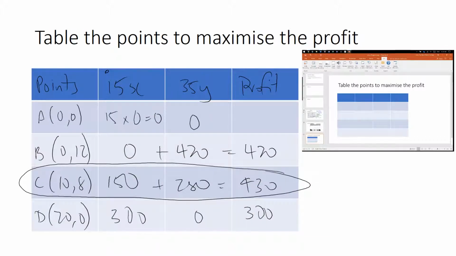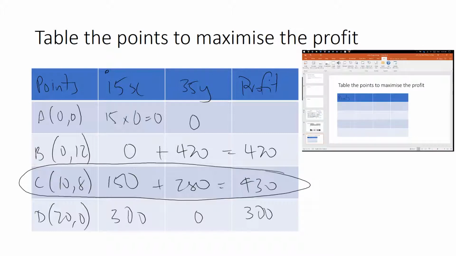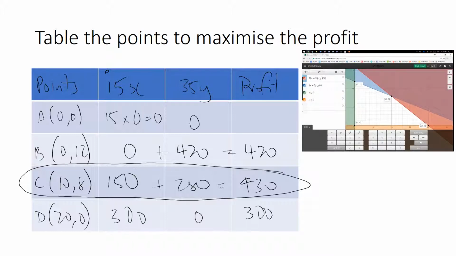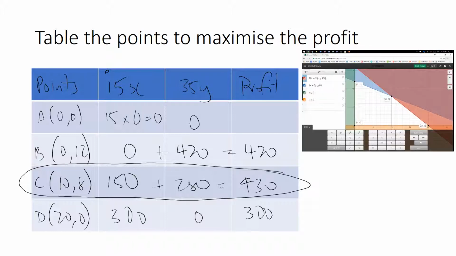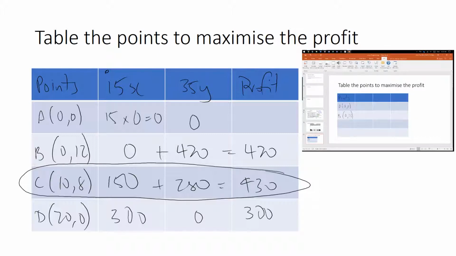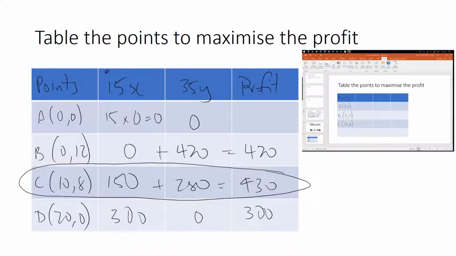So now we need to table the points. What you're going to do is fill in a little table. So what are the points? 0, 0. We call it A, 0, 0. B is 0, 12. C, D.